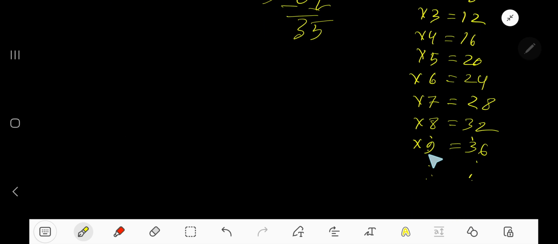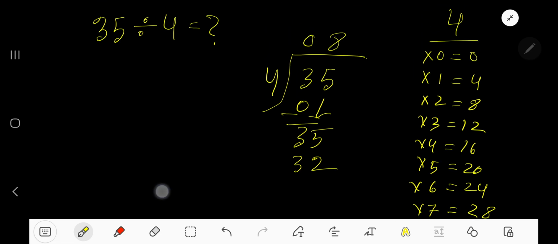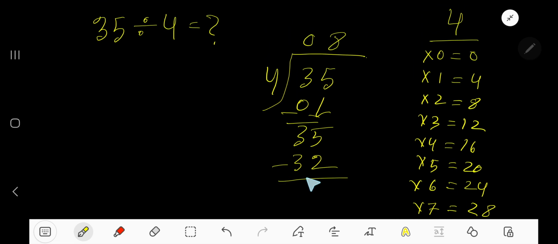4 goes into 35 how many times? Look, 4 times 9 is 36, which is greater, so we need to consider 8 times. Right, 8 times 4 is 32. Okay, subtract: take away 32 from 35, and now you have 3. So our answer is 08, which means 8, remainder 3.